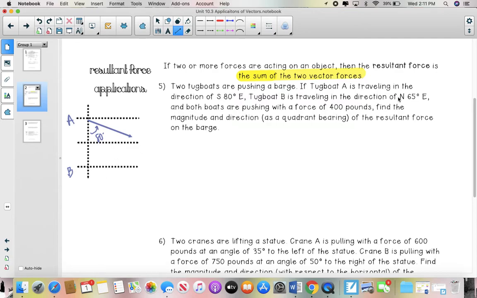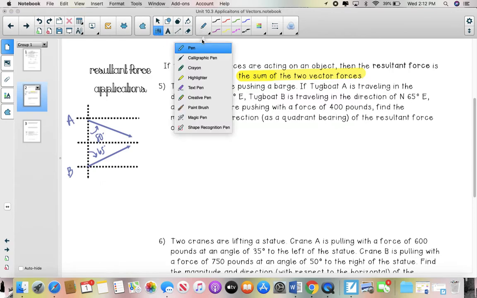Okay. It's traveling in the direction of north. So it's going north, and it's 65 degrees east of north. Okay. This is not to scale, obviously. So we have from here to here 65 degrees. Okay. And it says that they're both pushing with a force of 40 pounds. So let's highlight some information.